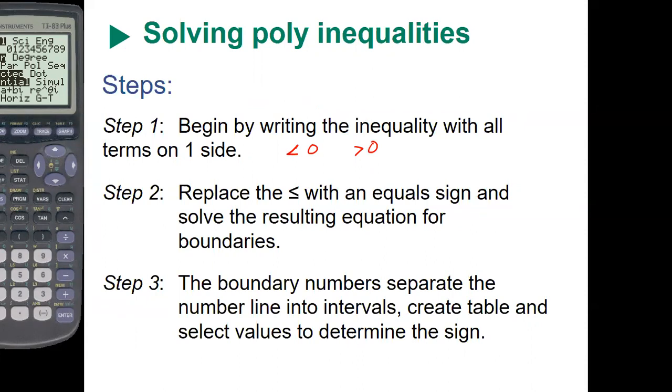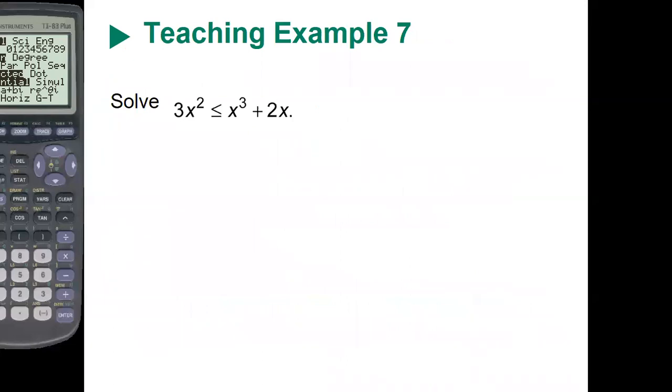So we're going to give it a shot. So here we have 3x squared is less than x cubed plus 2x. So I need to make one side 0, which would be the easiest thing to do. Move this guy, right? Because then I only have to move one thing. So 0 is less than or equal to x cubed minus 3x squared plus 2x.